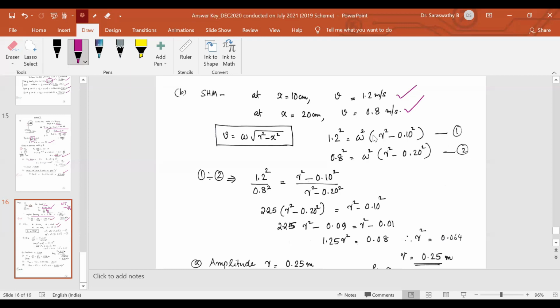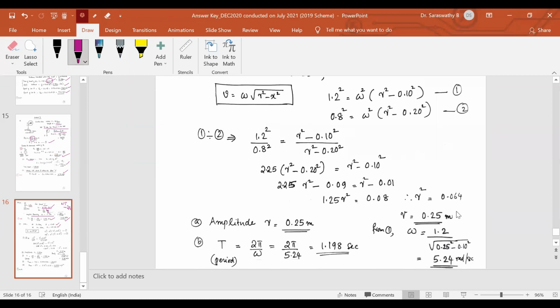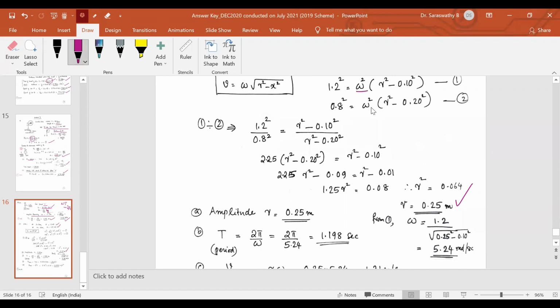Two expressions are there with two unknowns, so divide 1 by 2. Omega gets cancelled, so we'll get r, the amplitude. Once you get the amplitude r, you can substitute in any of these equations. Substitute in the first equation, and you can get omega. So from 1, v is equal to omega root of r square minus x square, and from this equation you can get omega. You'll get the angular frequency.